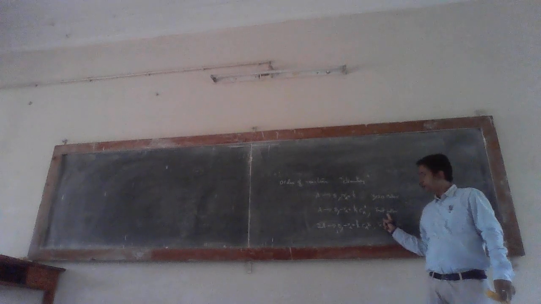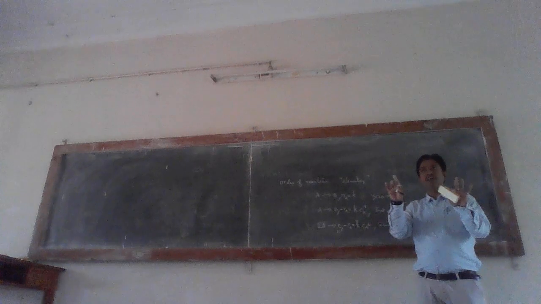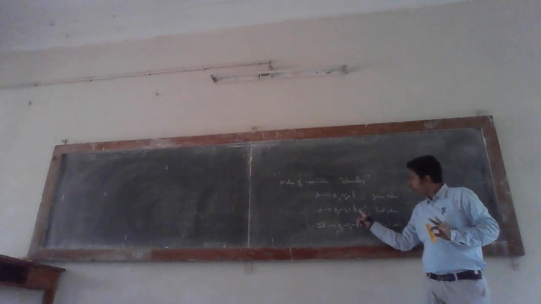First order. That means Ca power 1, which means there will be Ca, because anything power 1 is itself. So Ca will be there. That means my rate is having a concentration term. So minus Ra is equal to K into Ca. Just look at the expression. What is K?